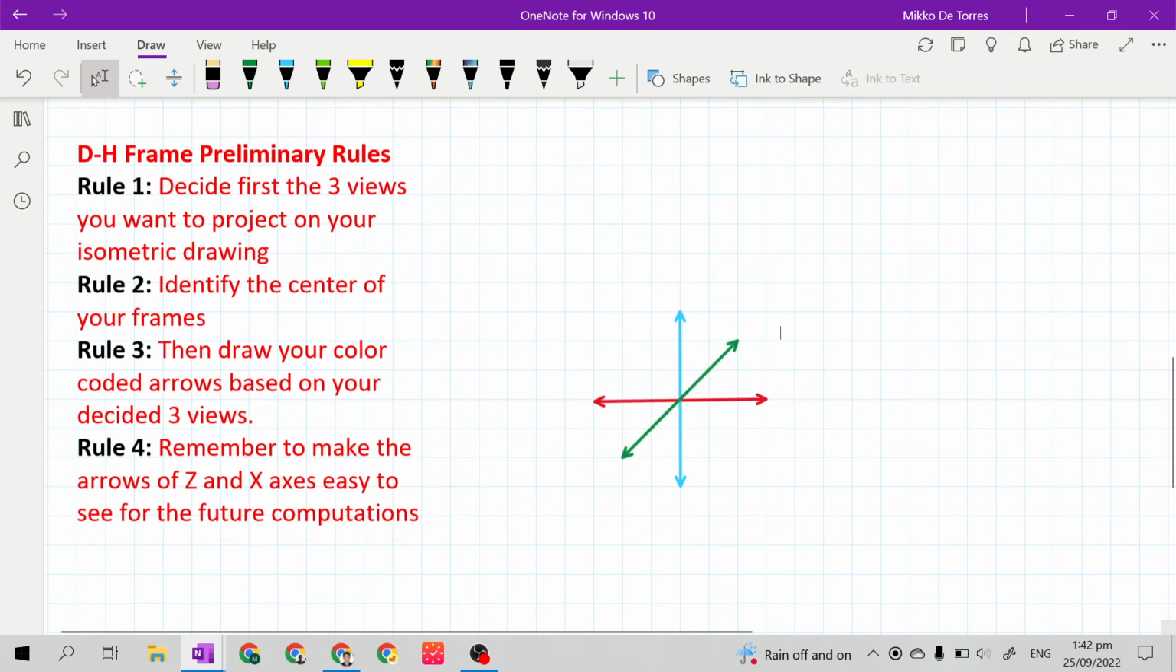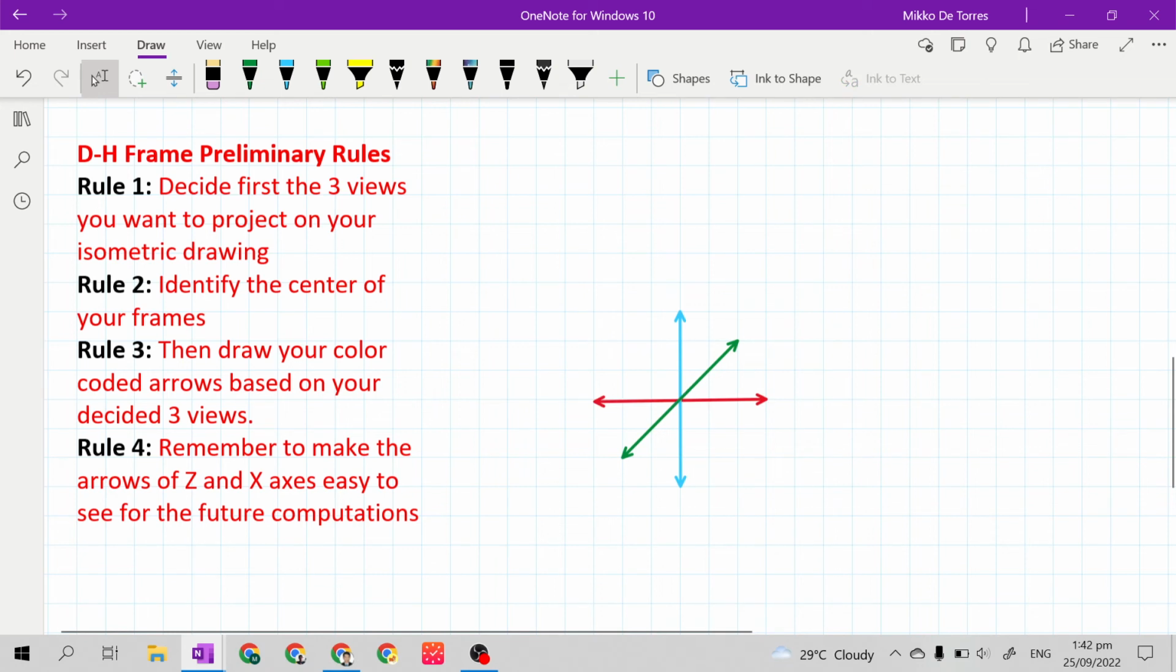So the horizontal line will be our x-axis, the vertical line will be our z-axis, while the green line will be our y-axis. This green axis represents the forward and the backward, or the front view and the back view. This is how you will draw the arrows or the axes.